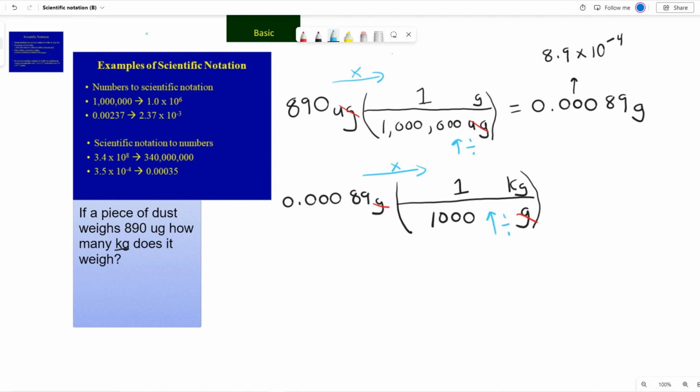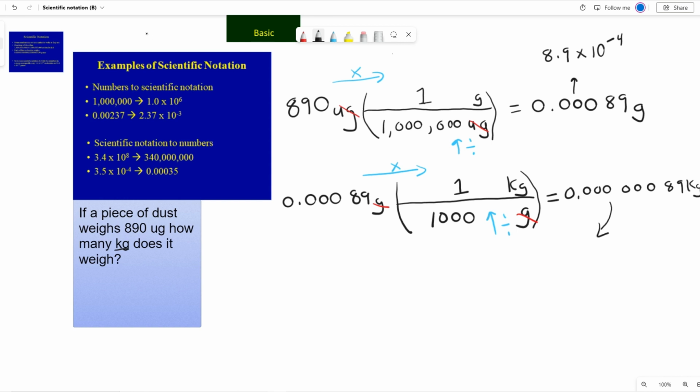So if we take 0.00089 times 1, it just gives us 0.00089. But then when we divide that by 1,000, it gives us a super tiny number, 0.0000089. So that has 6 zeros in it: 1, 2, 3, 4, 5, 6, then 8, 9. And the unit on that is kilograms.